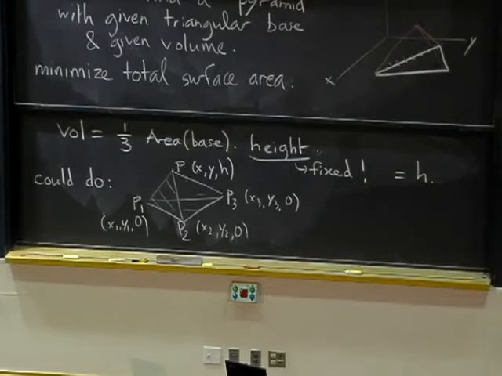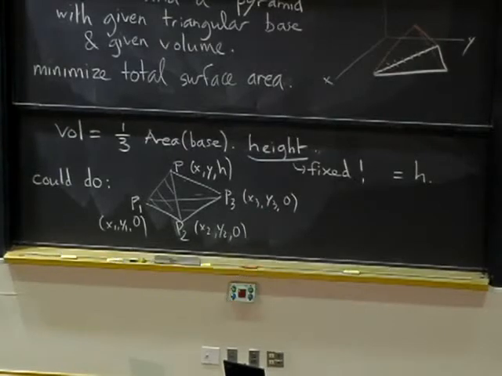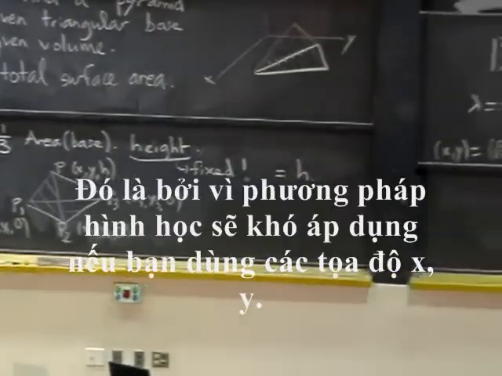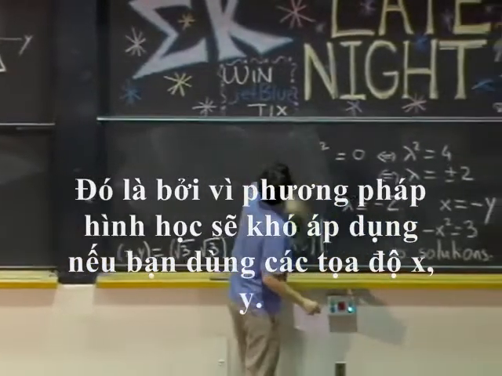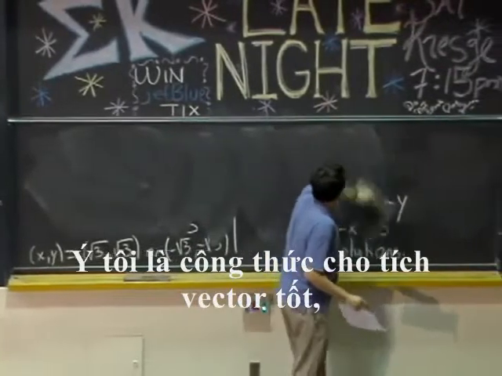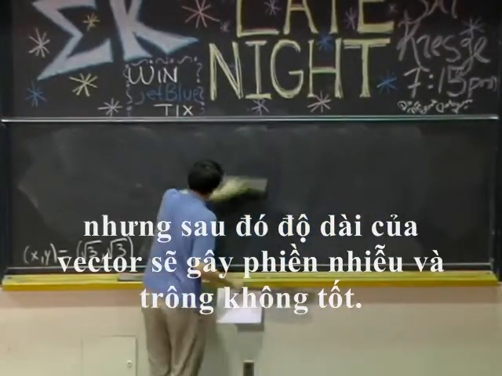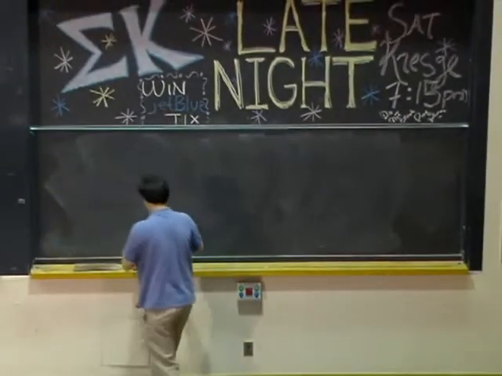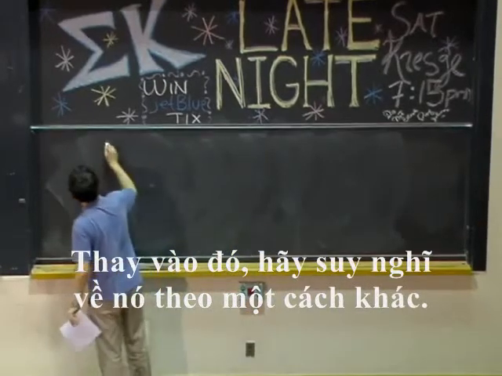So what happens is, actually, maybe we need better coordinates. Why do we need better coordinates? That's because the geometry is kind of difficult to do if you use xy coordinates. I mean, the formula for cross product is fine, but then the length of a vector will be annoying and it just doesn't look good. So instead, let's think about it differently.